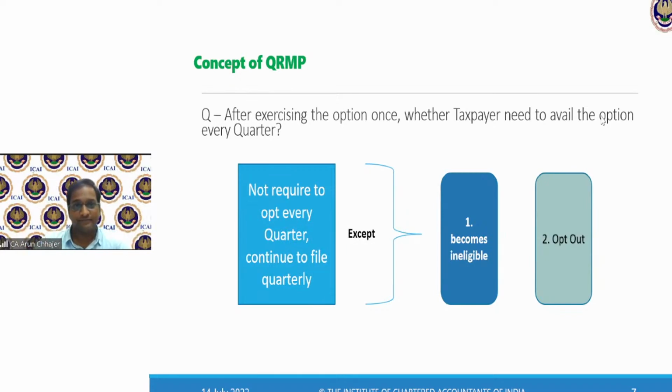Let's move further. Do you like to change every time? No, you will continue in the same till the time you become ineligible, which I talked about, more than 5 crore, or second, that you have opted out of QRMP.